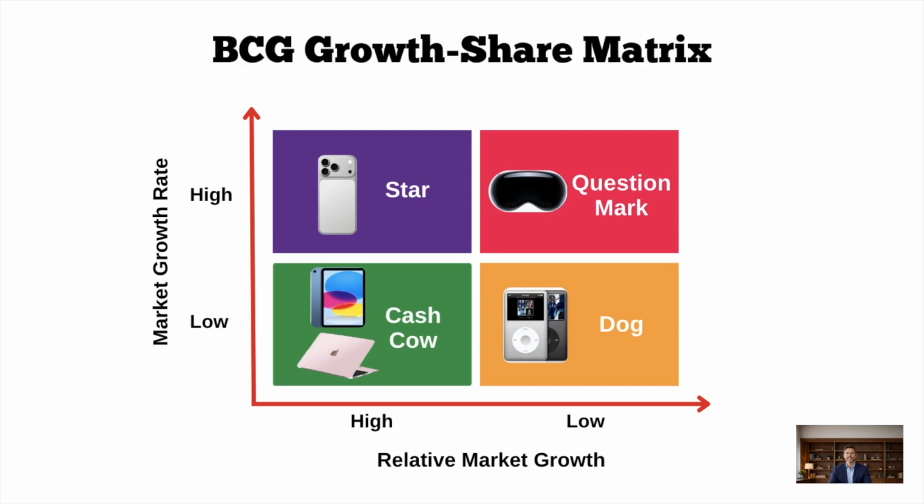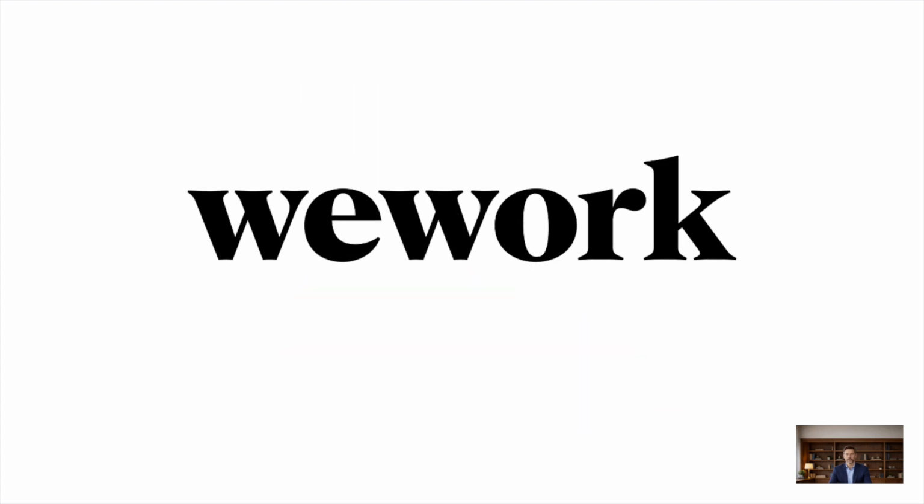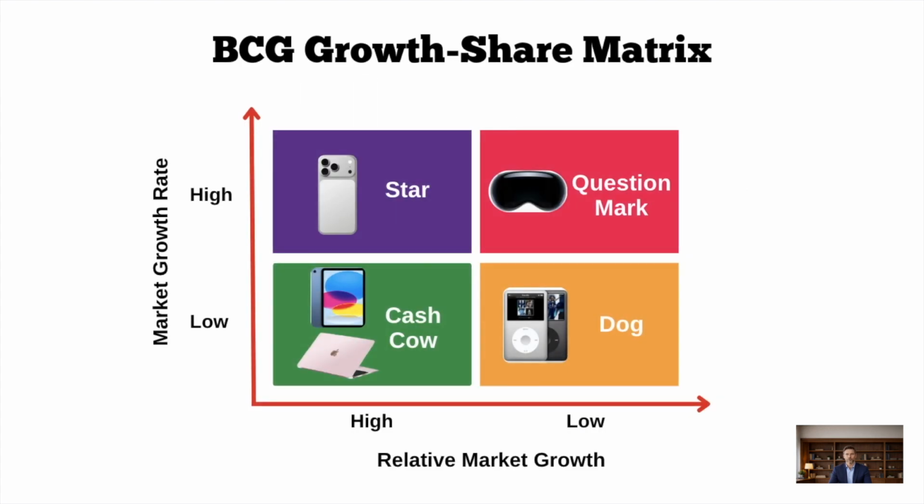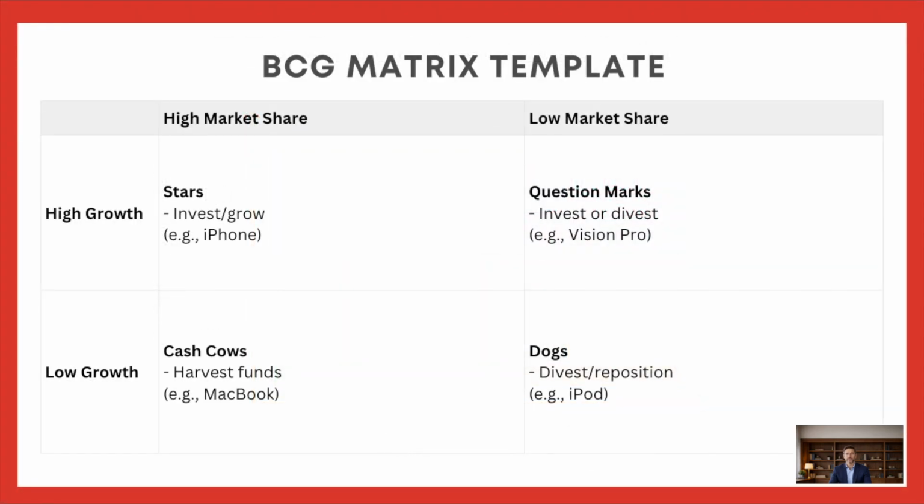Now, there are some criticisms. Relative market growth doesn't necessarily mean high profitability. A company can have a high market share but still be loss-making. Example, Uber, WeWork. So you can tweak your relative market growth axis. This is the template you can use.